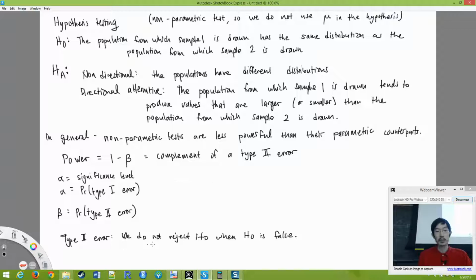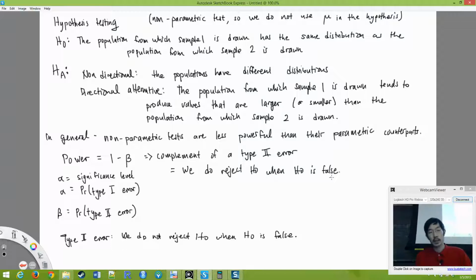So what would the complement of that be? The complement is we just get rid of this word not, and it becomes we do reject the null when the null is false. So the power of a test is the probability that we do reject the null when the null is false.